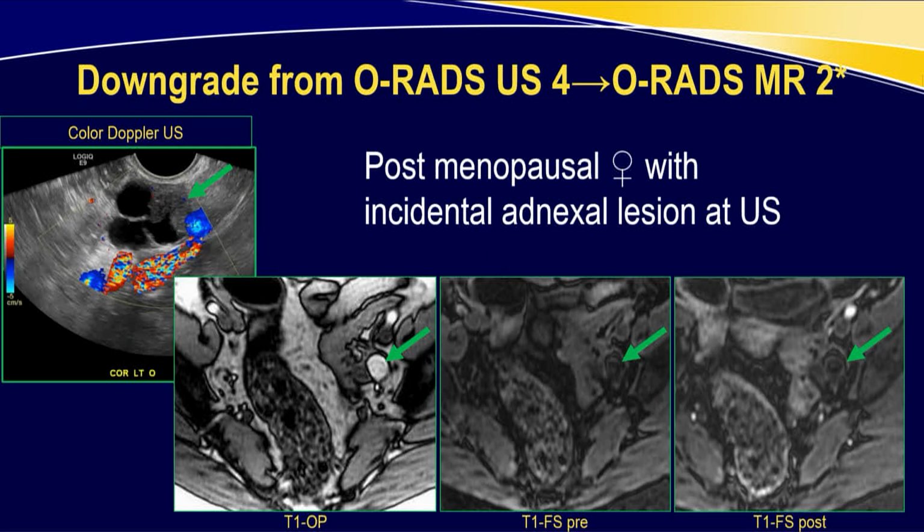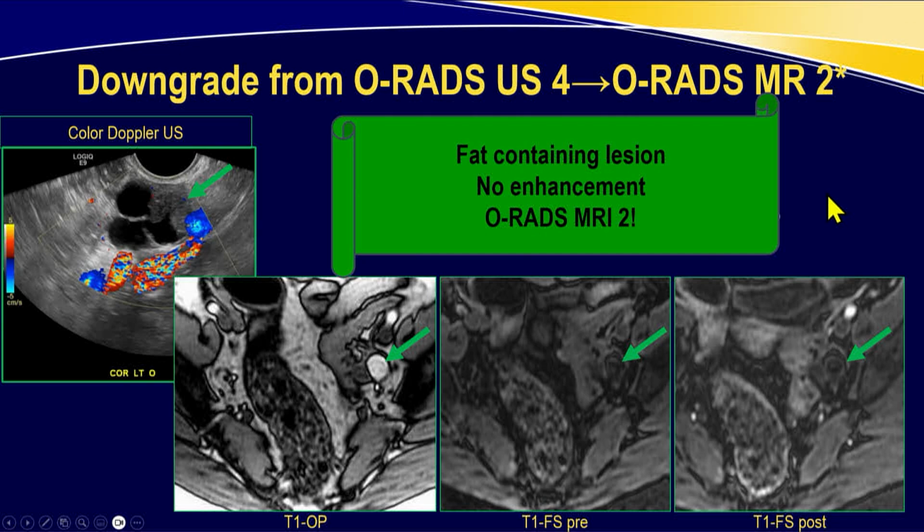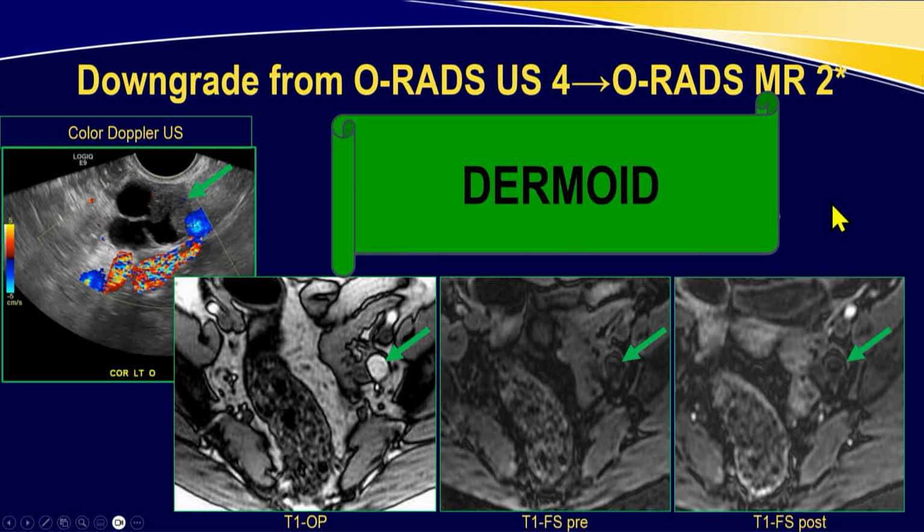So just finishing up with some examples, here was a case where there was a downgrade from O-RADS ultrasound 4 to an O-RADS MR of 2. This was a postmenopausal woman with an incidental adnexal lesion at ultrasound. I don't read ultrasound, but those that are much smarter than I saw this lesion. On MR, it was bright on T1 weighted sequences. It fell in signal on T1 weighted fat suppressed technique. No enhancement post-contrast. O-RADS MRI 2, this turned out to be a dermoid.